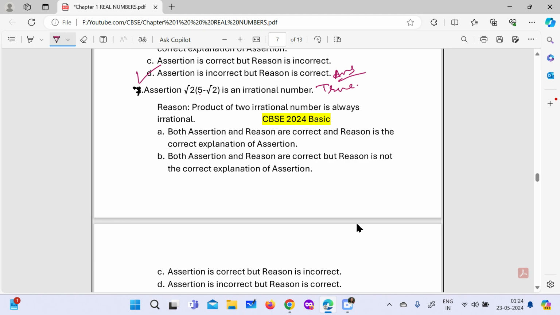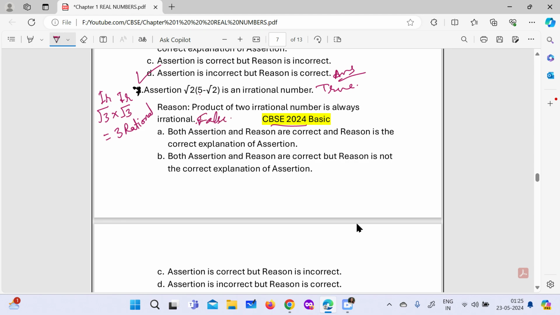Our assertion is true. But the reason given is: product of two irrational numbers is always irrational. See, this has come in the CBSE 2024 basic paper. Now let's take one example of root 3 times root 3. Root 3 is an irrational number and root 3 is an irrational number. And when I find the product of root 3 and root 3, I get the answer as 3, which is a rational number. So the reason, product of two irrational numbers is always irrational, is false, right? So this is not correct.